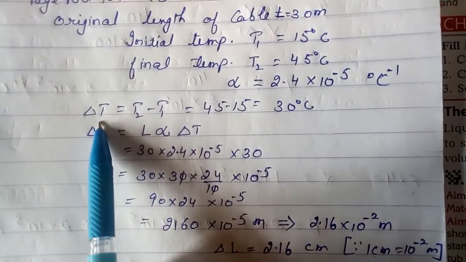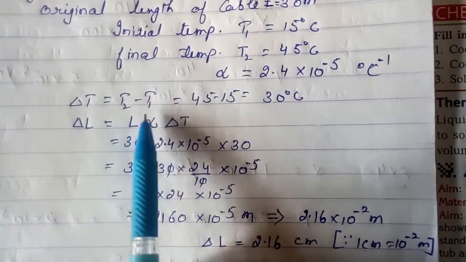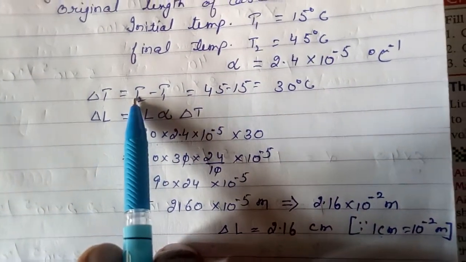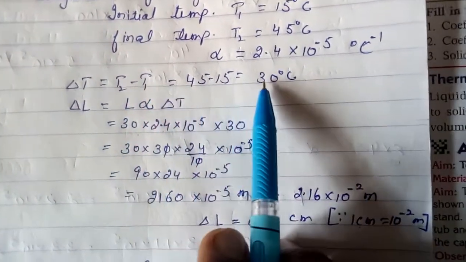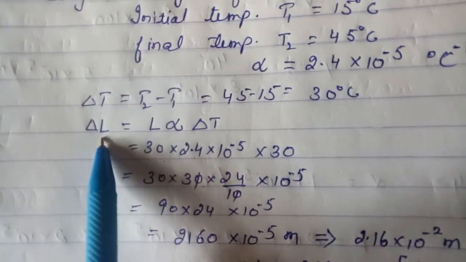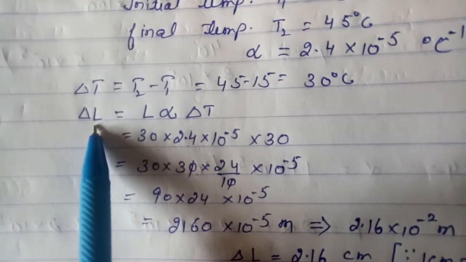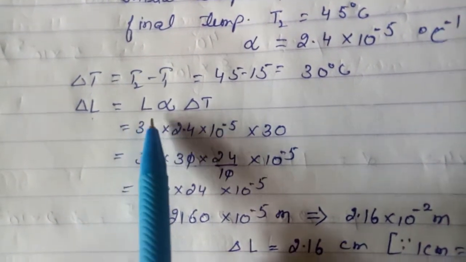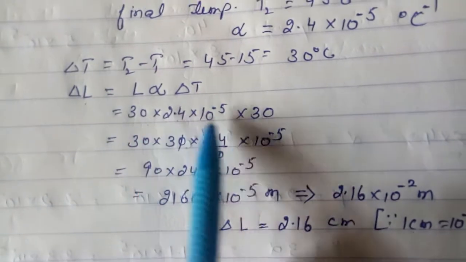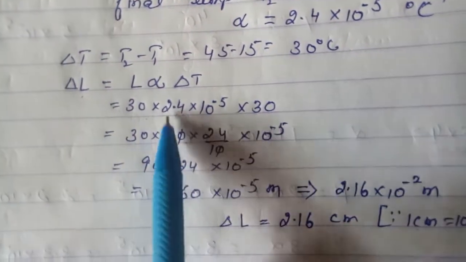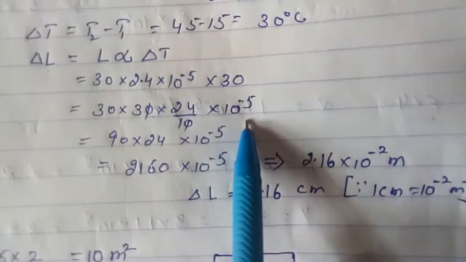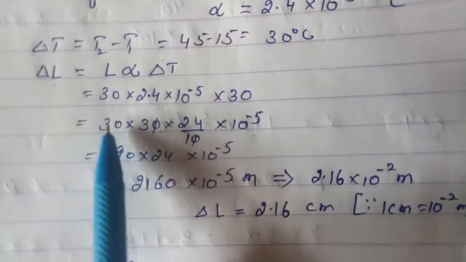Now change in temperature, that is rise in temperature, you can say that T2 minus T1, 45 minus 15, that is final temperature minus initial temperature. So it is equal to 30 degrees Celsius. As we know that change in length or increase in length equal to L alpha delta T. Put all these values. So 30 multiply 30, 2.4, remove this decimal, 24 by 10, multiply 10 raised to the power minus 5.